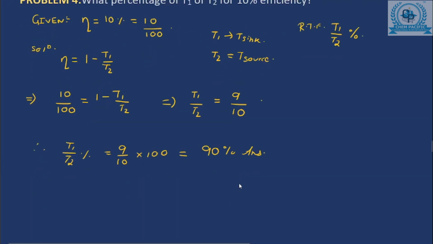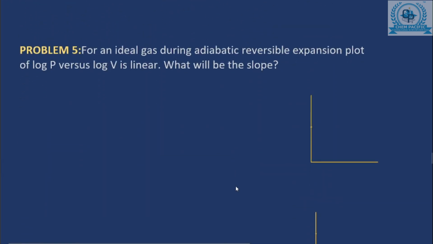Now let us move on to the next question. In this question, the information given is that for an ideal gas during the adiabatic reversible expansion, the plot of log P versus log V is linear, and they're asking you for the slope.